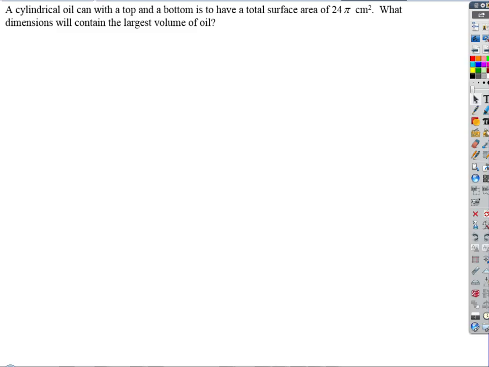Okay, so what are we gonna do here? Draw a picture, absolutely. So we've got a cylindrical oil can, so we need a cylinder, right? So something like that, with a top and bottom, has total surface area here. Well, what are the variables probably gonna be? Radius and then height. Radius and height, that makes sense.